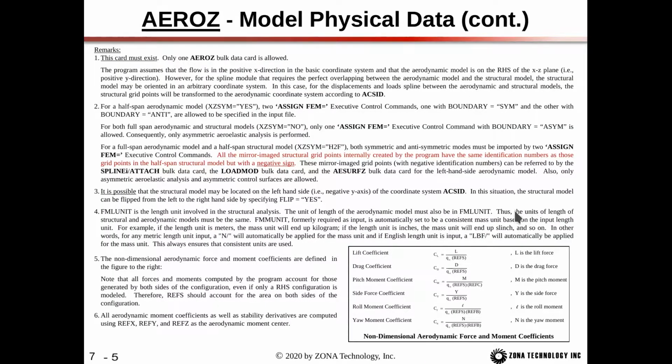So our notes here, we've talked about the mirrored grids, we've talked about the flip. This is what ZEUS uses to calculate the coefficients. So for example, the CL, the lift coefficient, is L over Q infinity times ref S. So this is where ref S, ref C, and ref B are used in ZEUS.